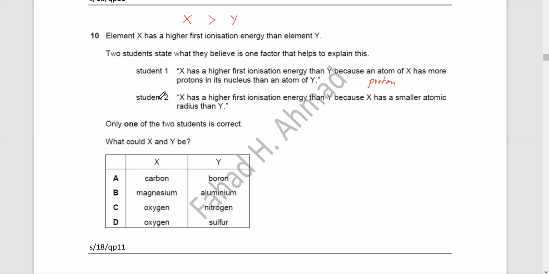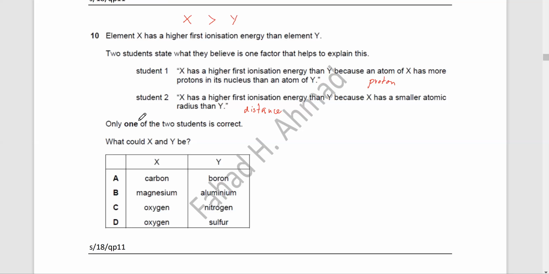And student number two states that the reason why X has a higher first ionization energy is that X has a smaller atomic radius than Y. So he's talking about the distance of the electron. Atomic radius, how far is the electron? That also makes sense, because if you have a small atom, it's harder to remove electrons from a smaller atom because the electron would be closer to the nucleus. So it would be very hard to remove electrons if the electron is very close to the nucleus. So both factors make sense.